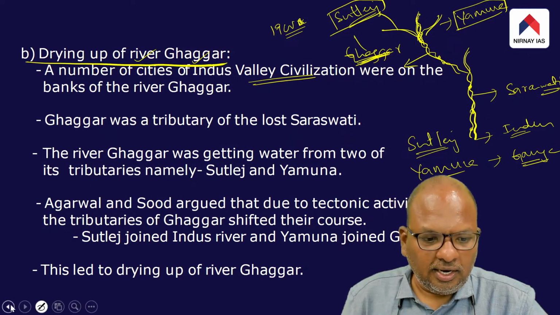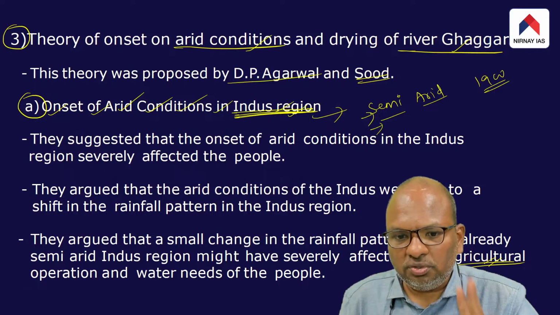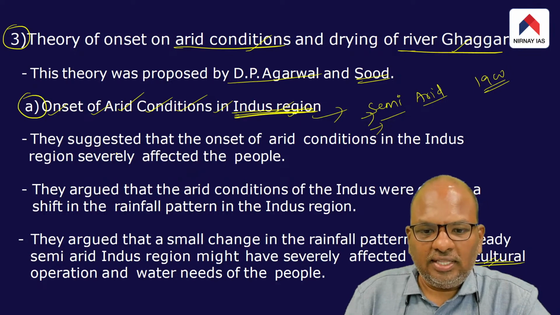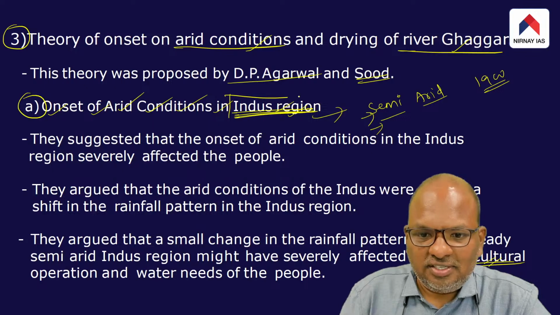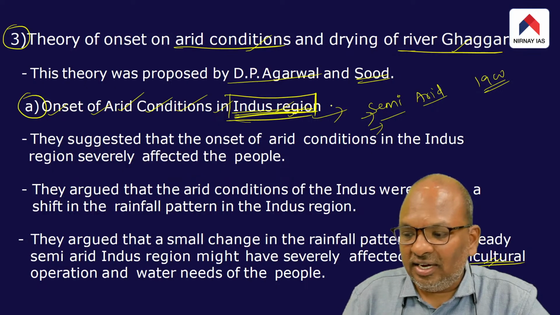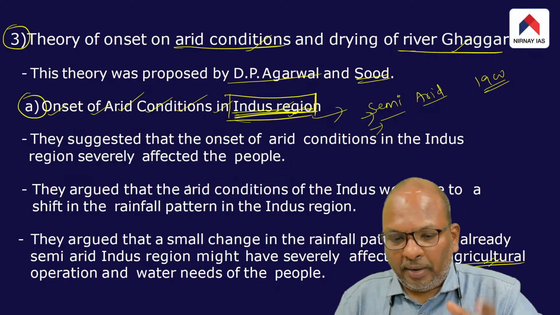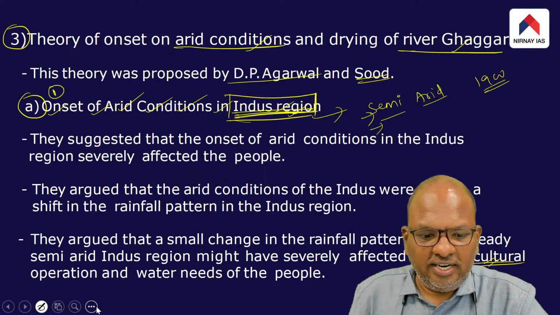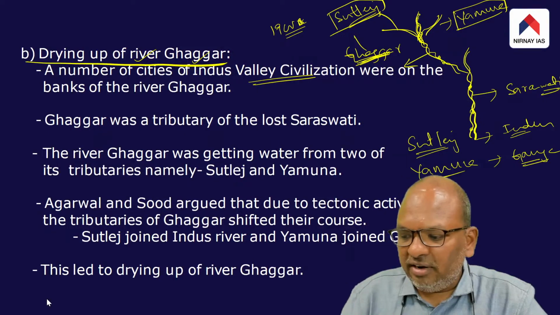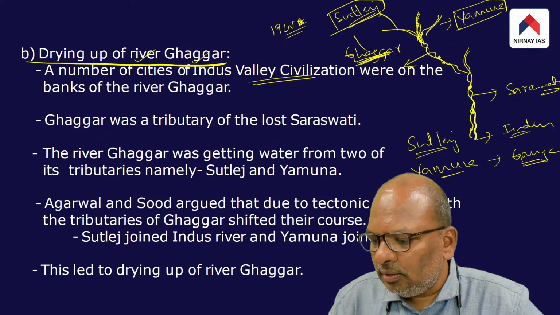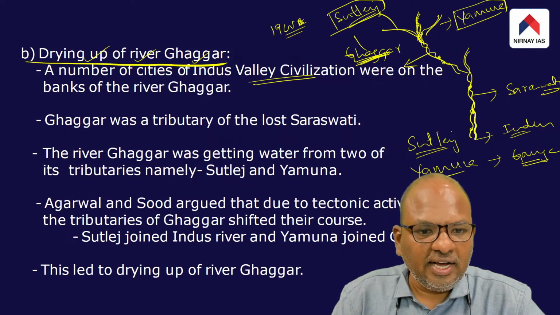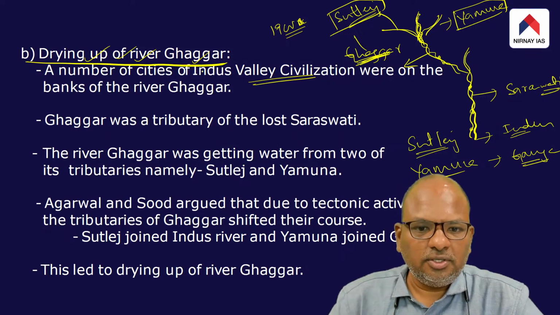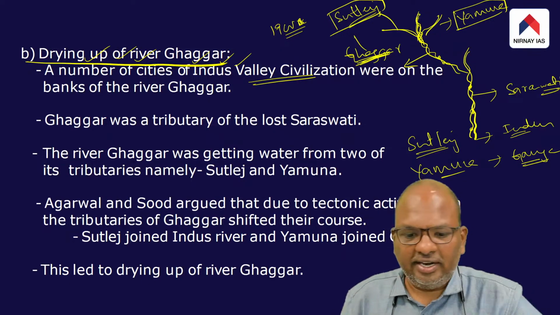So basically, Agarwal and Sood came up with two theories to explain the decline of the Indus Valley Civilization. One, they argued that the onset of arid conditions in the Indus region is responsible for the decline of the Indus cities, particularly those located in the Indus region. That is reason number one. They also suggested that the drying up of the river Ghaggar is another reason for the decline of the Indus cities. That was the second reason.